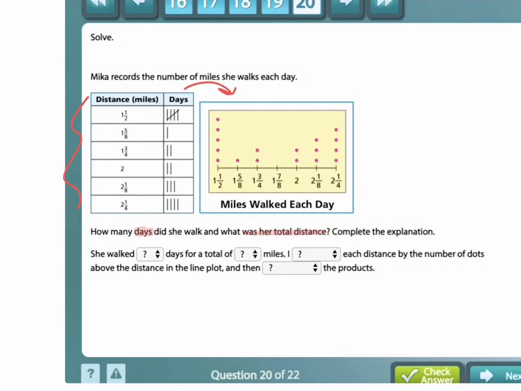First question to ask is how many days did she walk total? So to get that answer, you add up all these days here. Add up those numbers there, or you could just count the dots. Either way, you're going to end up with 17 days that she walked.